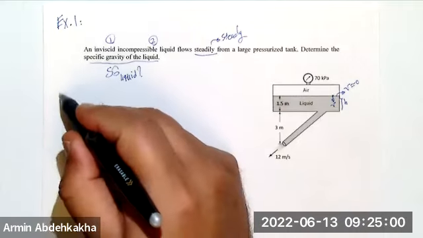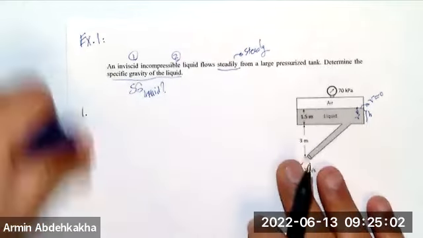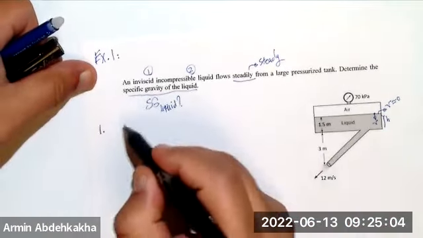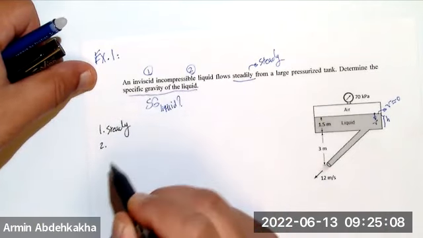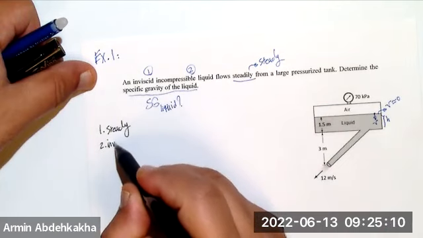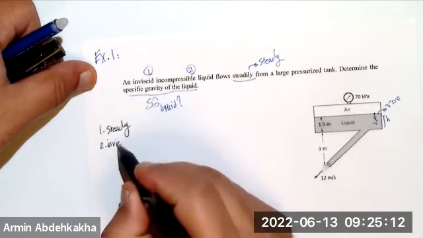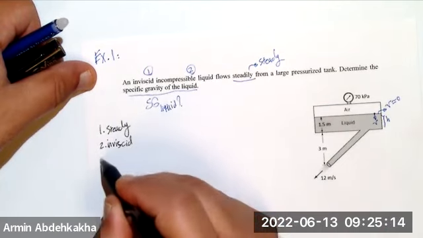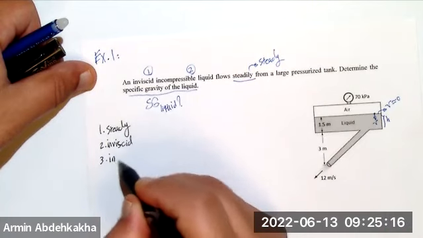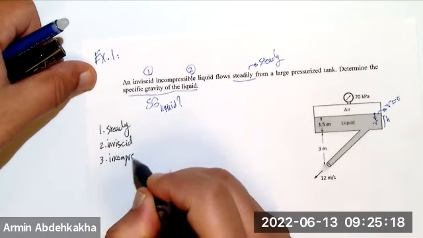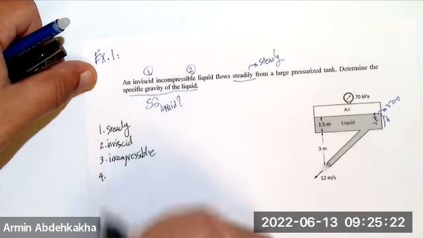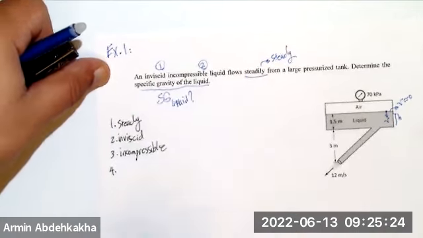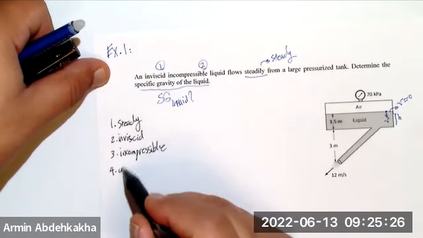First, let's summarize the assumptions. The first assumption is steady. Second assumption, inviscid flow. Third assumption is incompressible flow. And what is the fourth assumption to apply Bernoulli? Along a streamline, right?